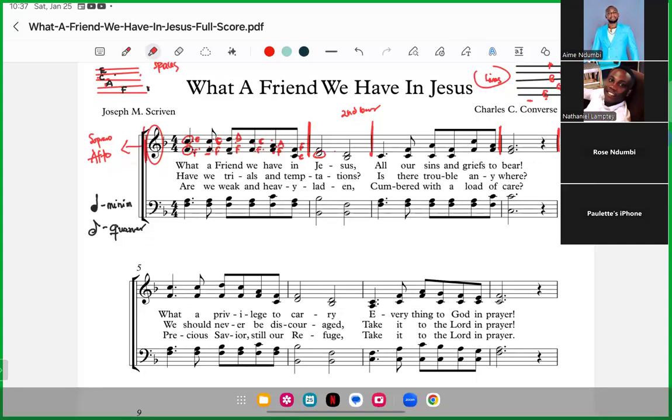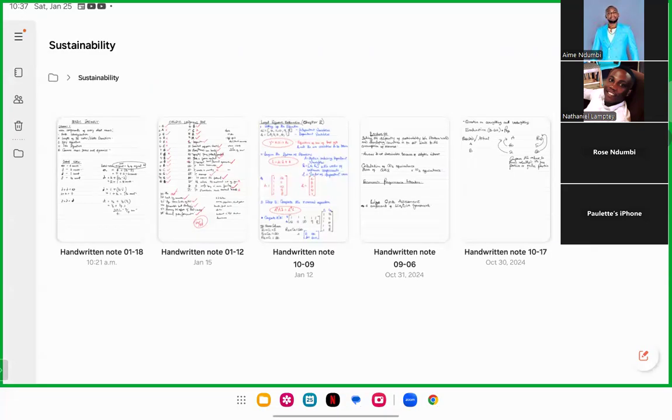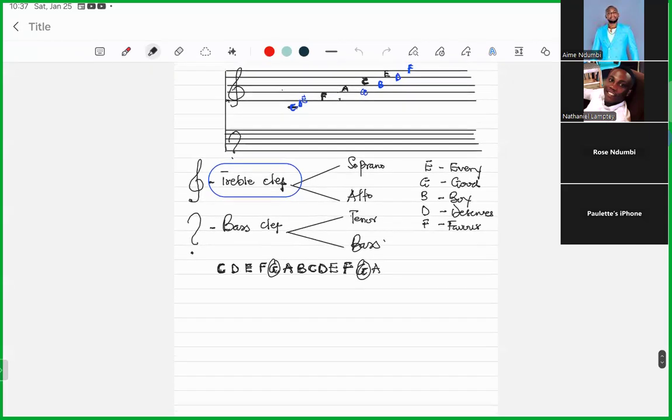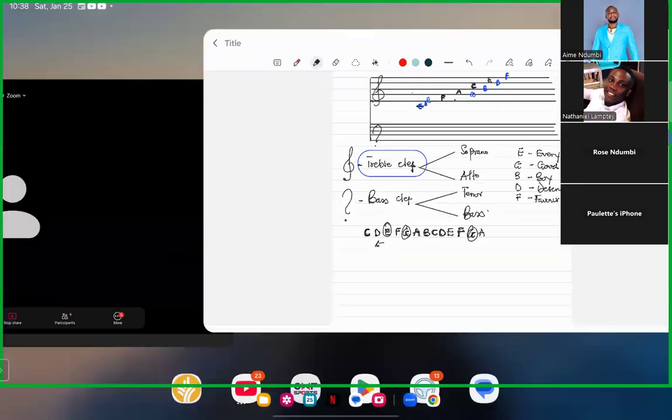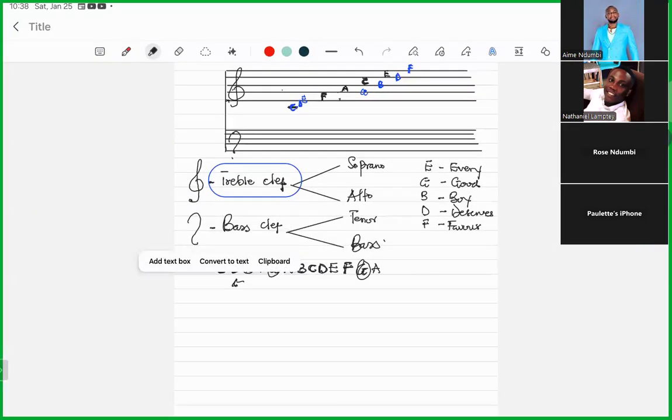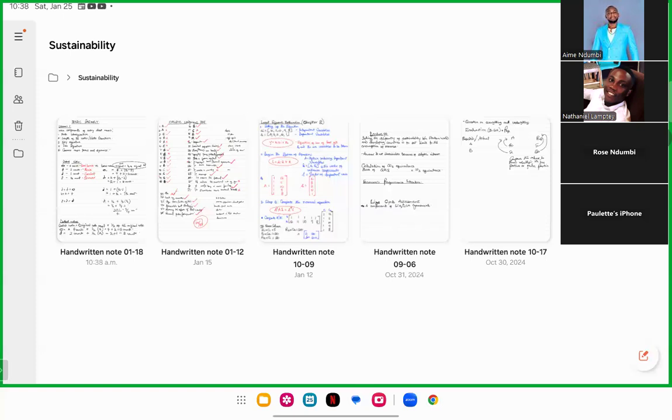So let me try and show what I was doing. If you have E and you are coming downwards, the next note is a D, then you come to a C. So that's what's going on. It's the same thing going on here.